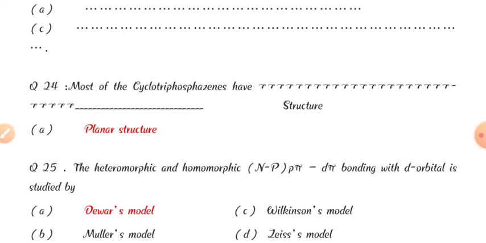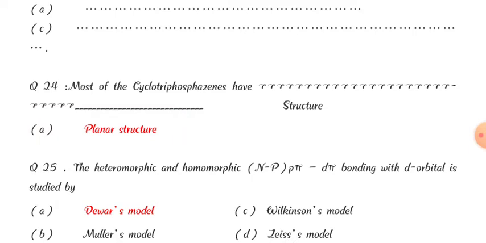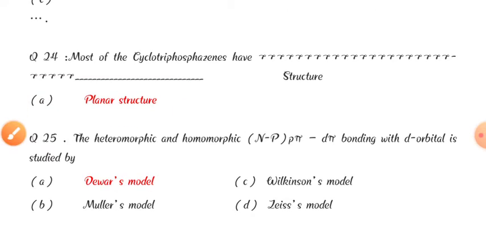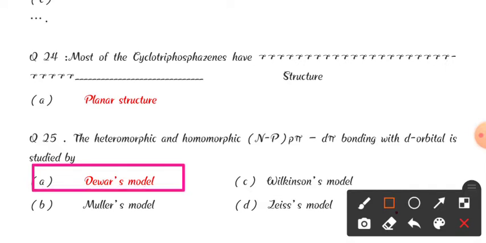Question number 24. Most cyclotriphosphazenes have planar structures. Mostly the structure of cyclotriphosphazenes, friends, is planar. Now next question. The heteromorphic and homomorphic NP, p pi minus d pi bonding with d orbitals, is studied by Dewar's model. So option number A is the correct answer, friends. That is Dewar's model.